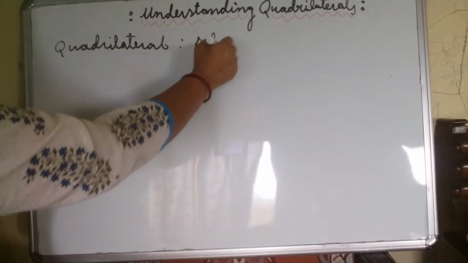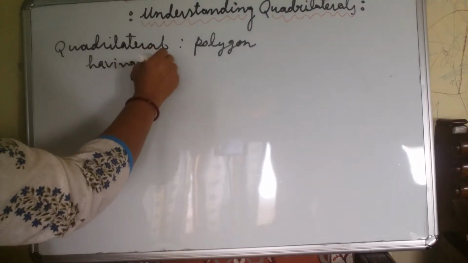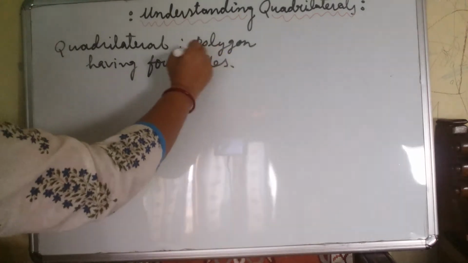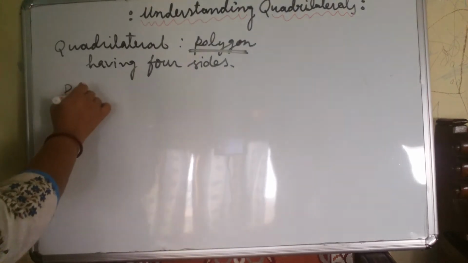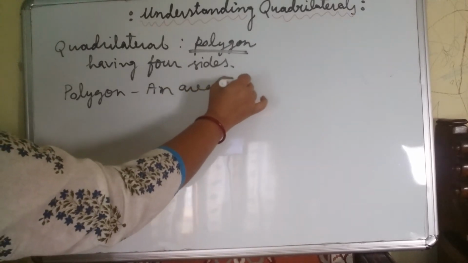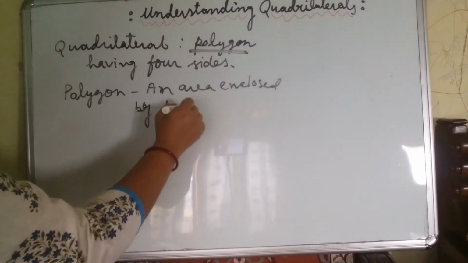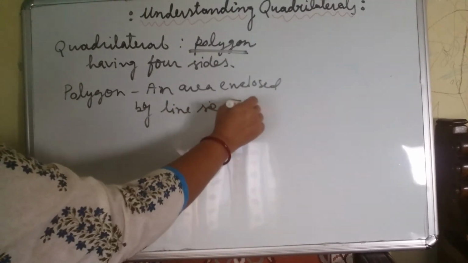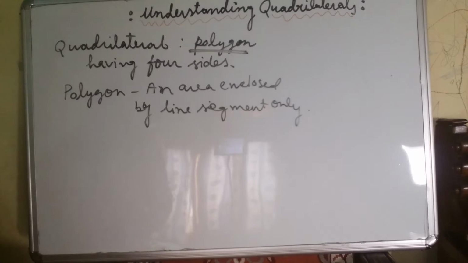Polygon having four sides. Okay. Now, what is a polygon? Polygon is an area enclosed by line segments only. Okay. Now, polygon which is having only line segments.